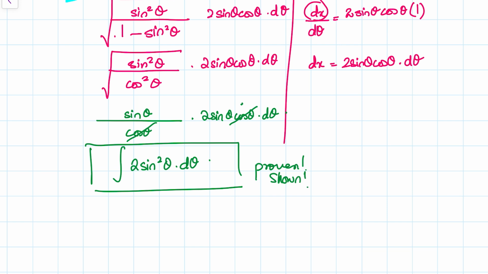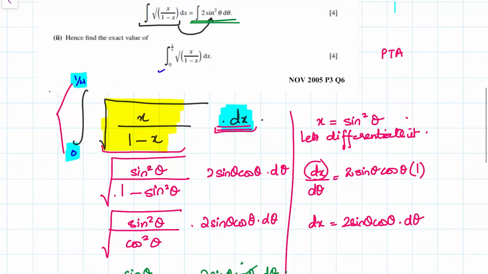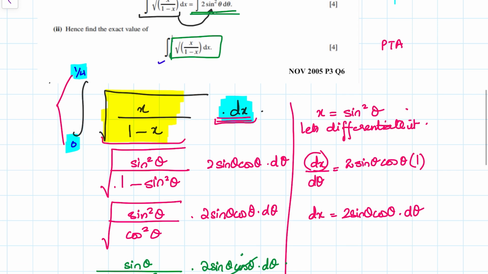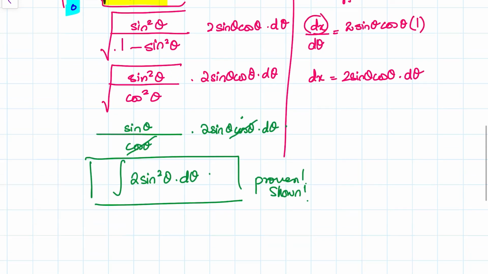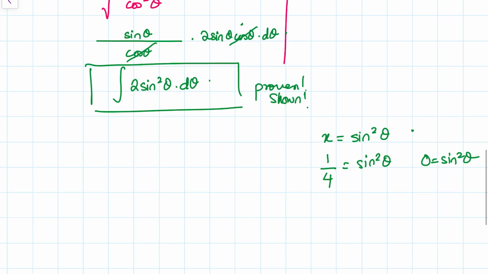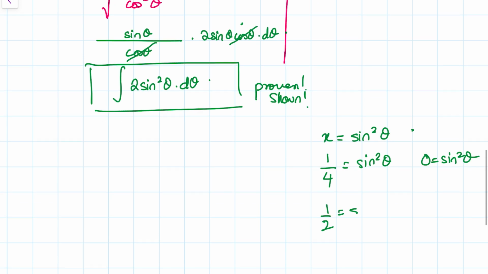Now, in the next part, they're saying, hence find the exact value of this with the limits 1 upon 4 and 0. Now, you know that in place of this function, we can write exactly this. But what about the limits? We also need to change the limits. So the substitution that we have used is sine square theta, and the values of x given to me are 1 upon 4 and 0. Now, square root of 1 upon 4 is 1 upon 2. Square root of 0 is 0.